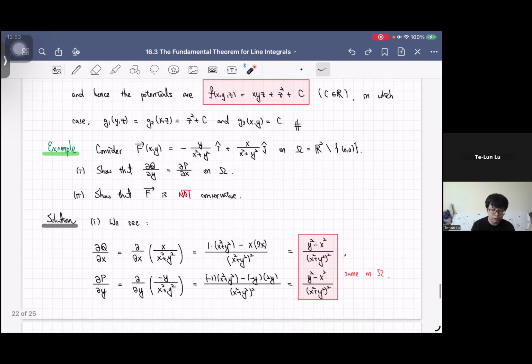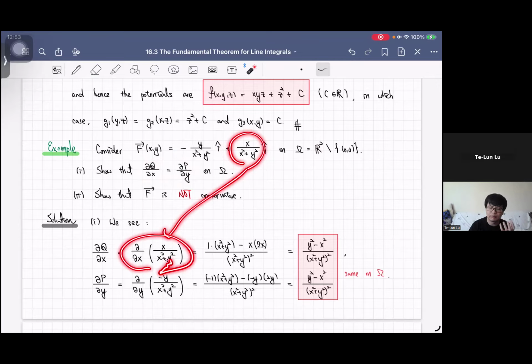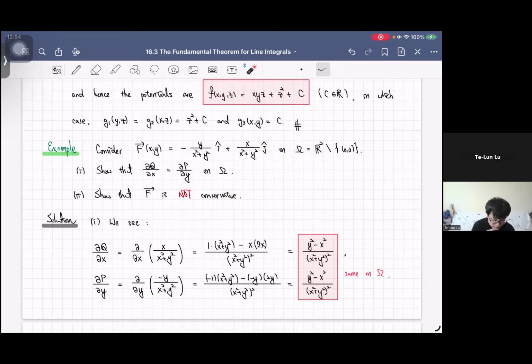So in the first problem, we will show that it actually satisfies the requirement for Poincaré's theorem. So this is actually very direct. You differentiate q by x, which, oh, my bad. This should be x and y. So we differentiate q by x, and you get this. And by doing the usual quotient rule, you get y squared minus x squared divided by x squared plus y squared, squared. And by doing the derivative with respect to this, you'll get, actually, there should be some minus.